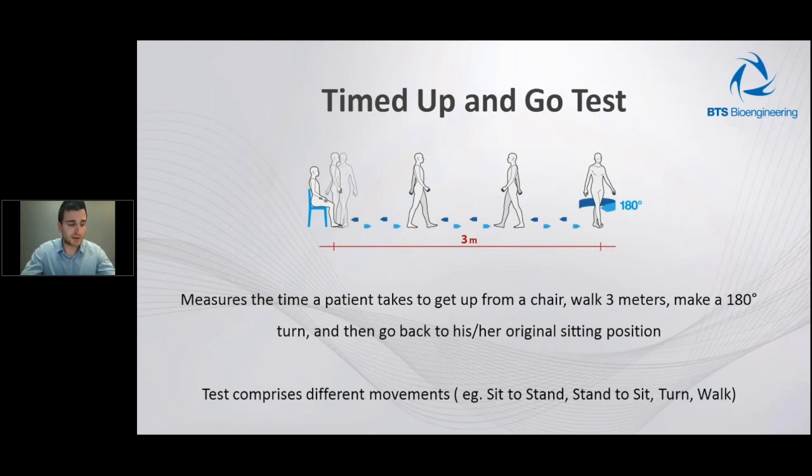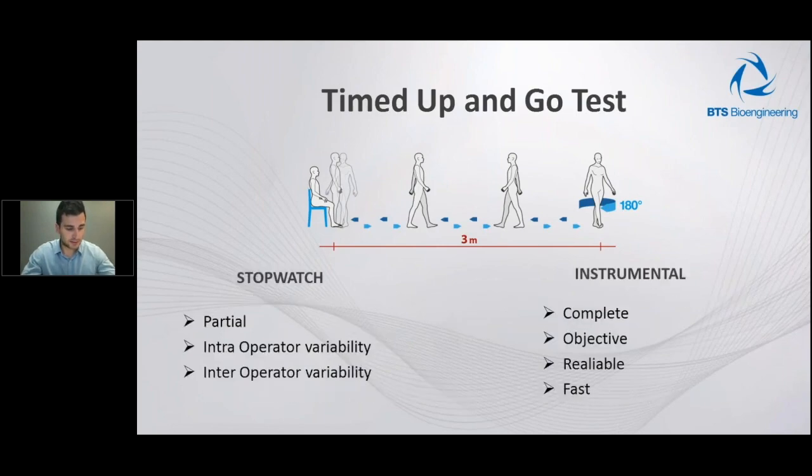The test usually evaluates the total time required to complete the test, but it is made up of different subphases. For example, the sit to stand, the turn, the walk, the stand to sit, and each subphase could be considered a test itself, as they are tasks commonly performed during daily routine. By evaluating the Timed Up and Go test using a stopwatch, we lose important information on the subphases for characterizing the patient situation. So we can consider the evaluation a partial evaluation. And in addition, we have intra-operator variability and inter-operator variability.